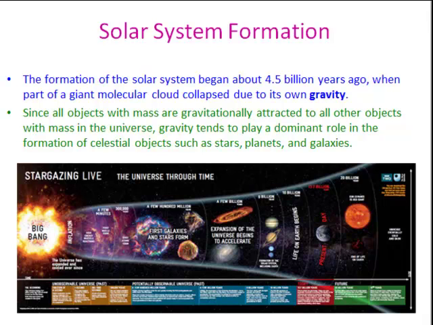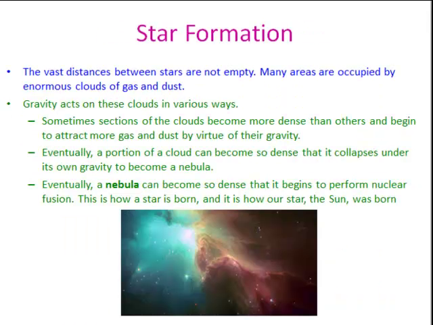Formation of the solar system. Well, it began about 4.5 billion years ago, when a part of a giant molecular cloud collapsed due to its own gravity. Since all objects with mass are gravitationally attracted to all other objects with mass in the universe, gravity tends to play a dominant role in the formation of celestial objects such as stars, planets, and galaxies.